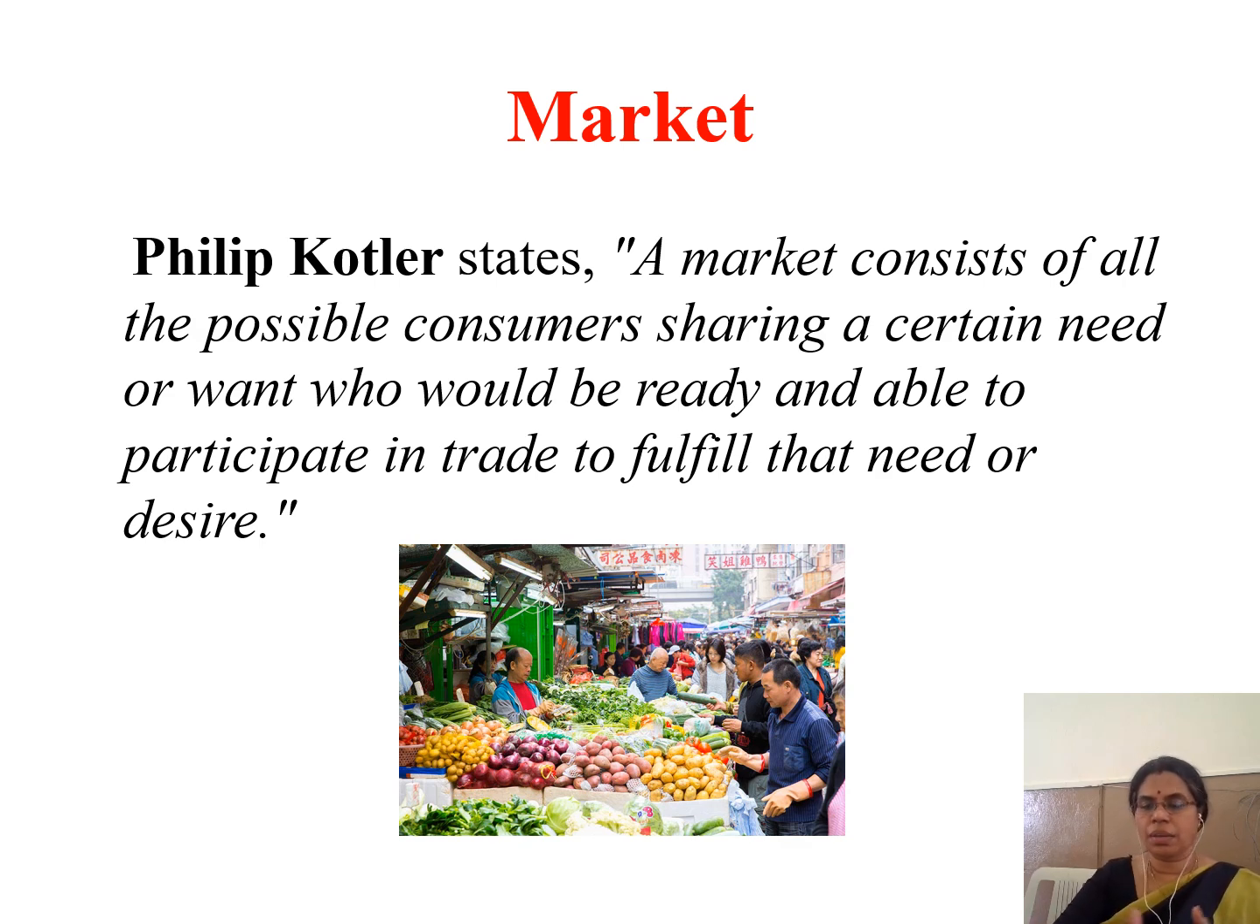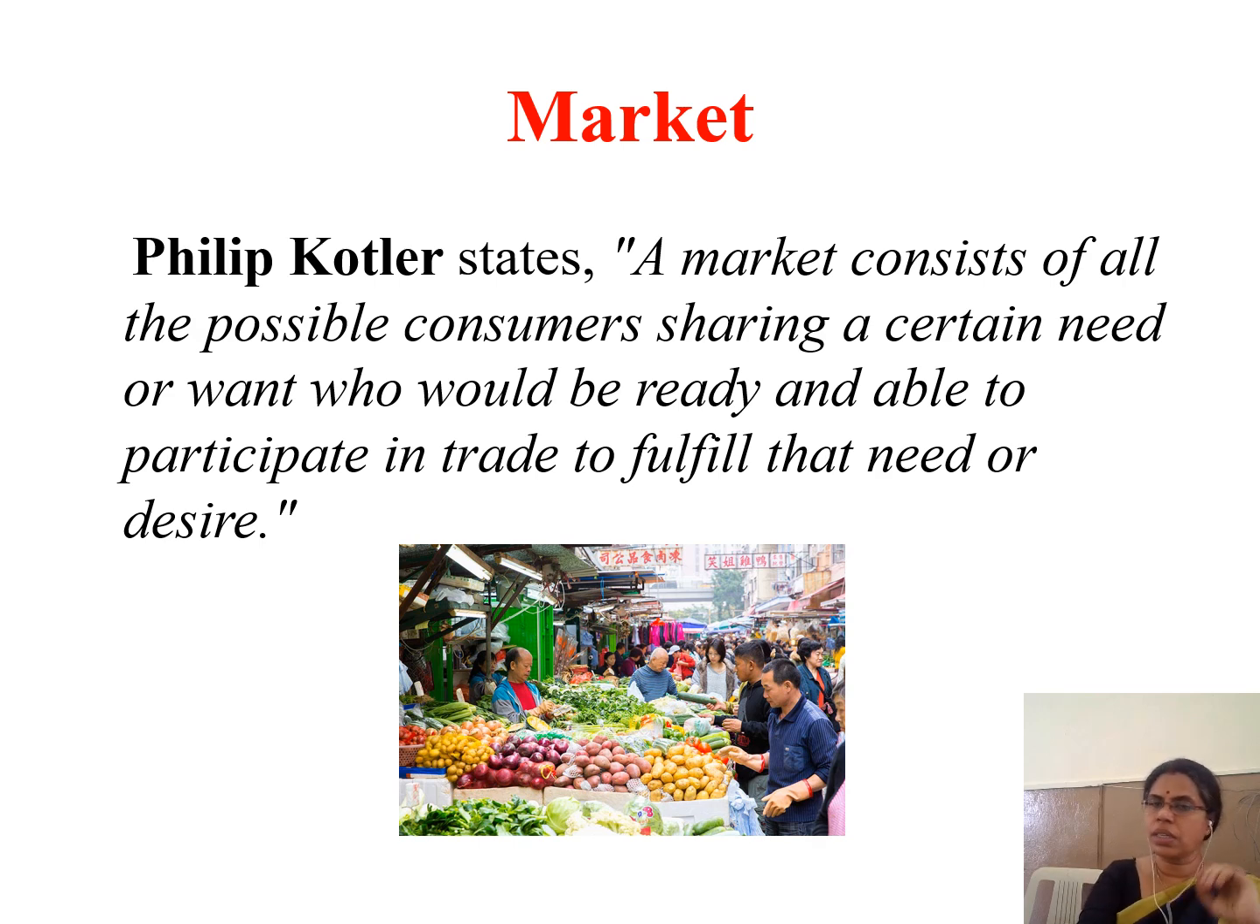So market is nothing but a place. For example, I would like to purchase flowers; I'll go to the flower market. I would like to purchase vegetables; I can go to the vegetable market. I would like to purchase some ornaments; I can go to the ornament market. So that means there are kinds of markets. I would like to purchase some shares; I can go to a share office. So the market consists of all the possible consumers sharing a certain need. I have a need or a want, and I would like to be able to get it. All these things are available in order to satisfy either the need or want of the consumer.